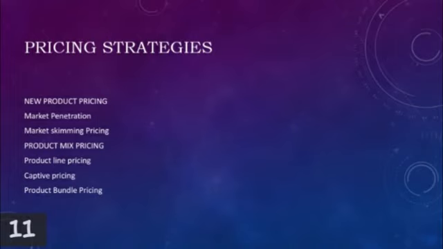In captive pricing, we keep the price of the product very low or on the lower side, whereas its supplies, its components which are constantly needed are priced high. In product bundle pricing, we price the product or number of products in a bundle and offer them as a package. So tour package uses product bundle pricing.